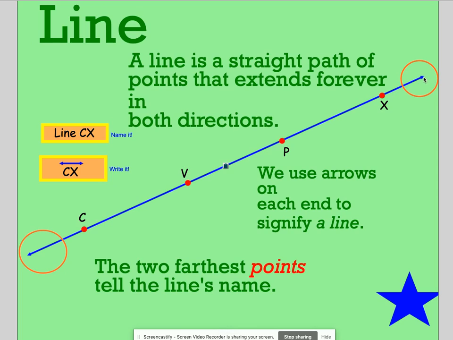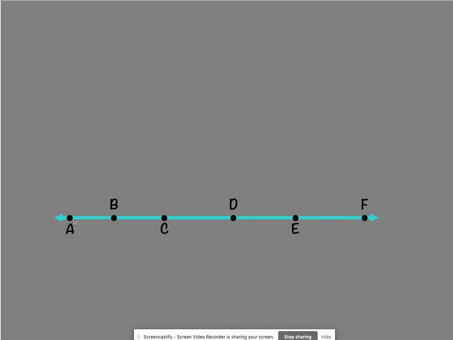Because the line has arrows on both ends, you could actually reverse the name of it. So if you wanted, you could also call it line XC. You could also reverse in the geometric notation, and you could have those letters reversed, where you would have the line on top, and then it could be XC on the bottom. If you look at the line here, what should I name it?